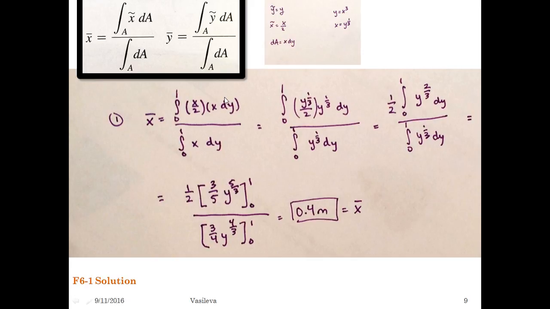Now, because we're integrating in terms of dy, we need to make sure that all of our terms are y. So every time I see an x, I use this relationship, x equals y to the 1/3, and I end up with y to the 1/3 everywhere I have an x. So then what do I do? I just go on and do calculus, simplify, right? Then I take the integral, and once I take the integral, I end up with x bar equals 0.4 meters. So I found one part of my center of gravity.